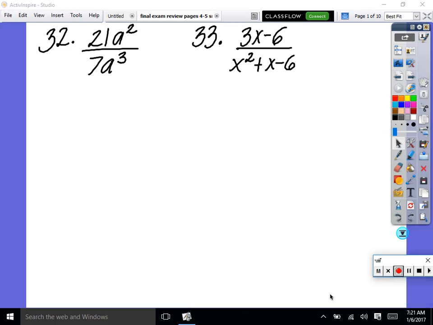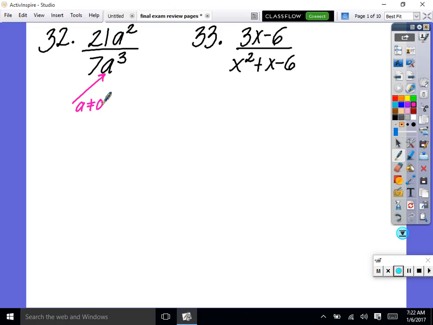Okay, this says simplify and state the excluded values. So we've got to make sure to exclude values before we divide anything out. That's an important thing. So in this one, we would say, okay, we know we can't divide by 0, so a cannot equal 0, or else that would be 7 times 0 cubed, which would be 7 times 0, which would be 0. That's bad.